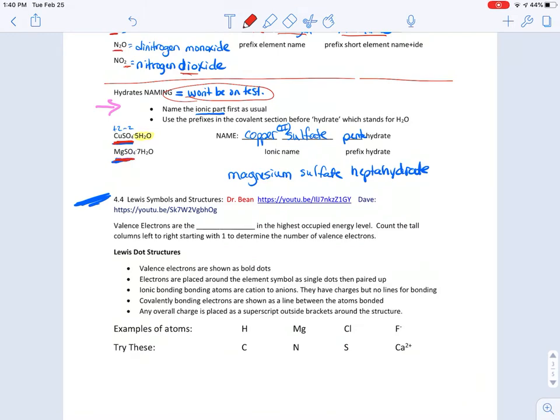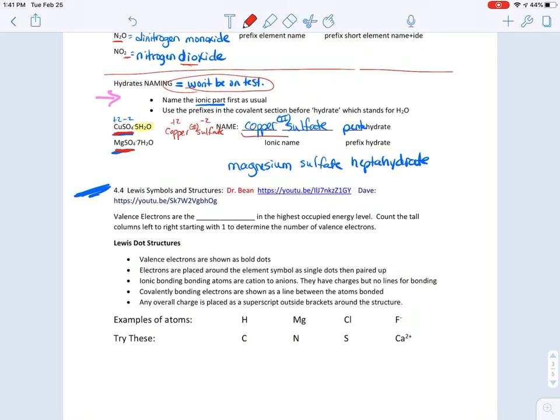So we already talked about how to name those. So this first one is copper, and it's a sulfate. That's a sulfate group. And then sulfates are -2, so that means that since there's only one copper, it has to be +2. So that's copper(II) sulfate.